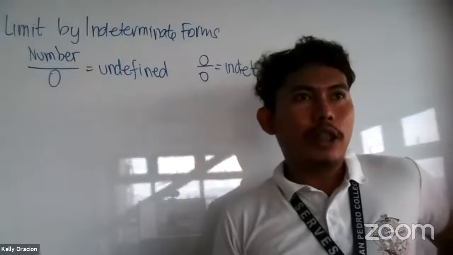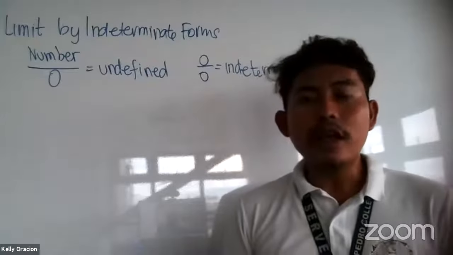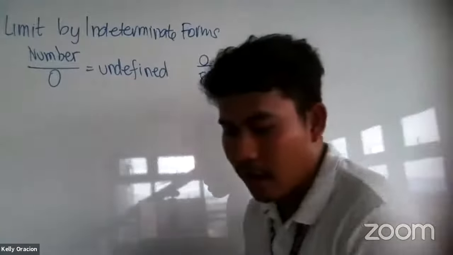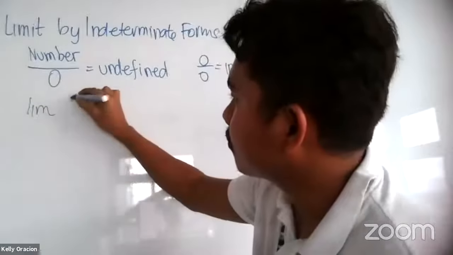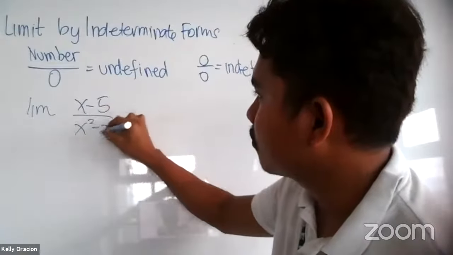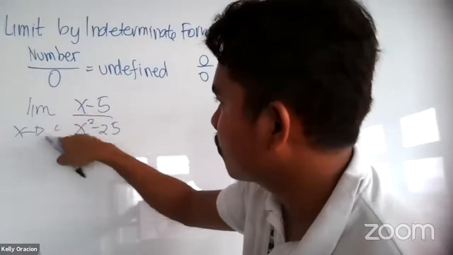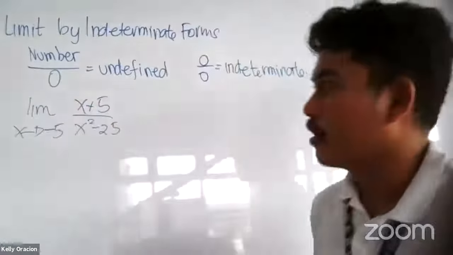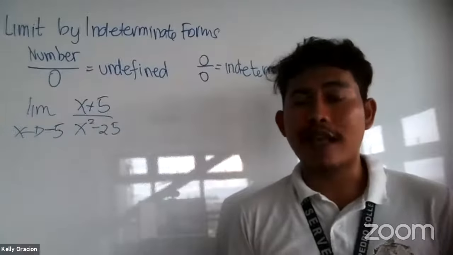So ito na yung example in which direct substitution is not applicable. Let's have our first example. X plus 5 over x squared minus 25 as x approaches to negative 5.